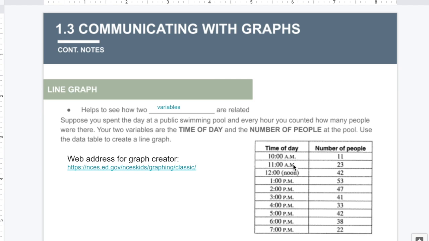Okay, once again, we're not going to do the practice of creating this into a line graph just because you will have practice with that on the actual homework assignment. Make sure you just refer back to that video on how to use this graph creator in order to create that.